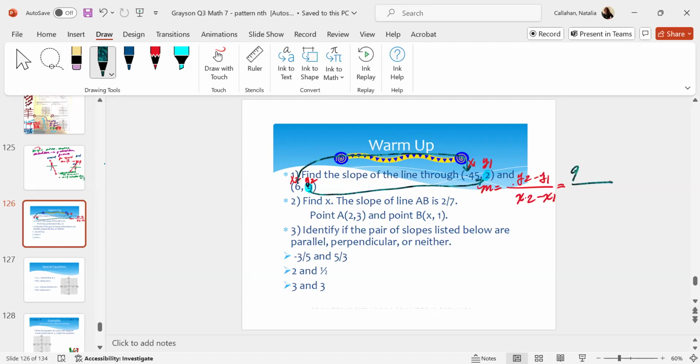So then you have 9 minus 2 over 6 minus -45, which would be 7 over 51. And that's your slope. Okay. And it's a positive slope, so you go up 7 over 51 to get to the next point.